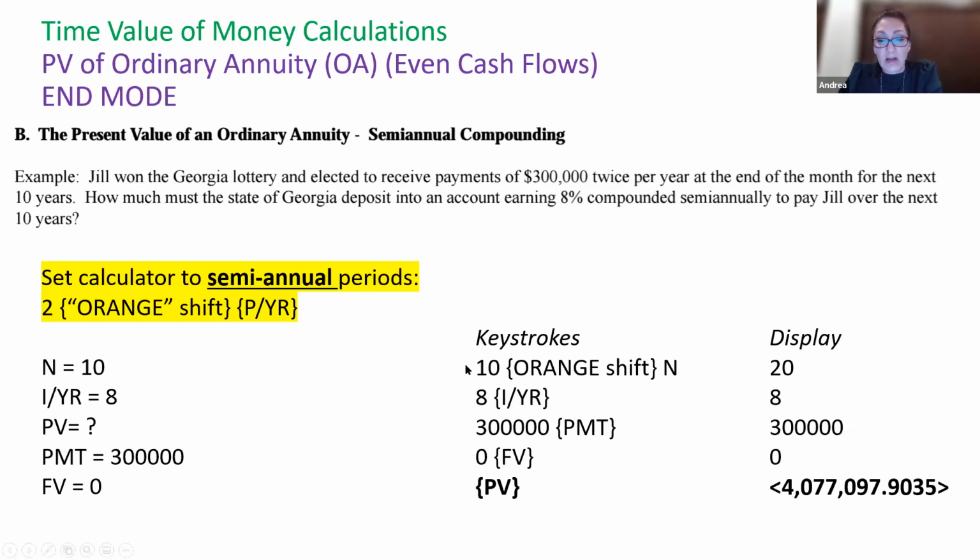All right, and here are our keystrokes. So it's 10 years. So it's 10, your orange shift button N, which will automatically tell your calculator that it's for 20 periods. Our interest rate is 8%. So eight is I/YR. We've got $300,000 in payments coming in. I would love to get that. So it's 300,000 payment, and that will be in your display. And we are solving for present value, which is 4,077,097.097.